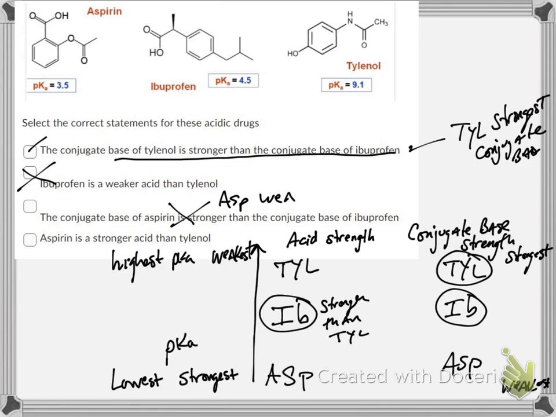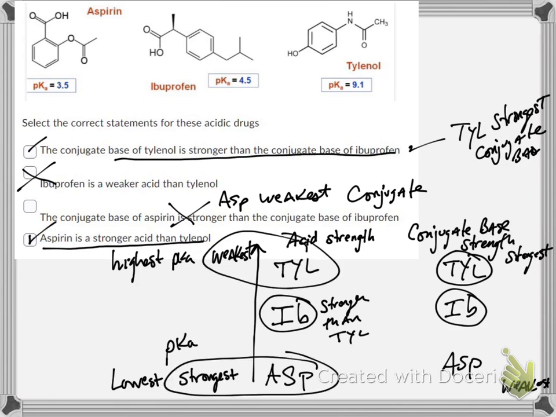So we can see that in our ranking. Aspirin is the weakest conjugate base. There's no way it's stronger than anything else in this table. Aspirin is a stronger acid than Tylenol. And yes, that's correct. We know aspirin is the strongest acid. It's got the lowest pKa, so it would be the strongest of the acids shown here, and those would be the two correct answers. So organizing the strength of acids and their conjugates in this way really helps in this problem.